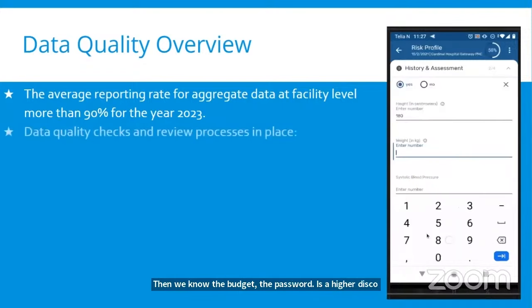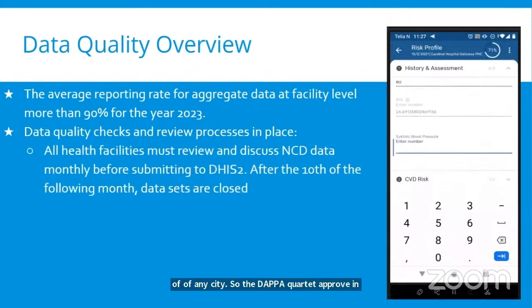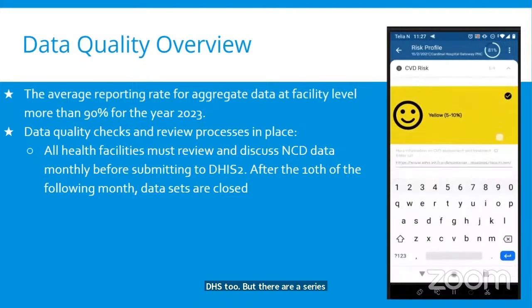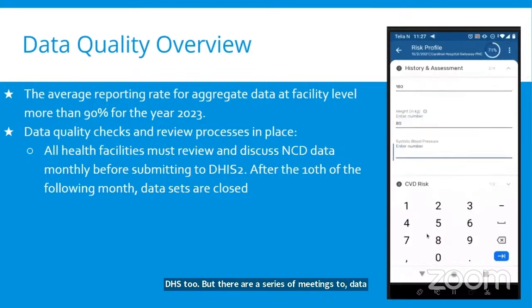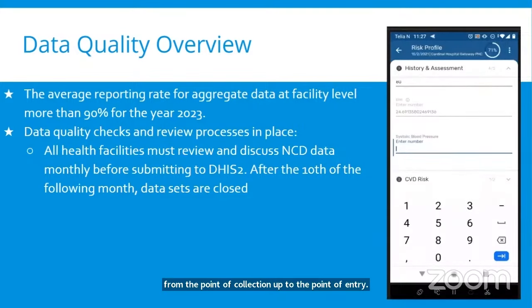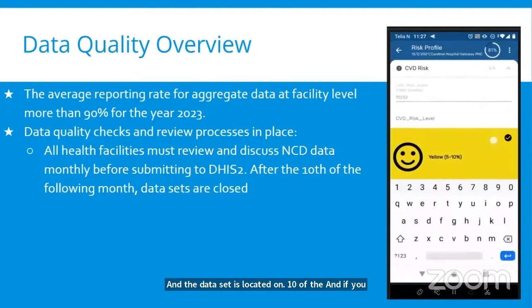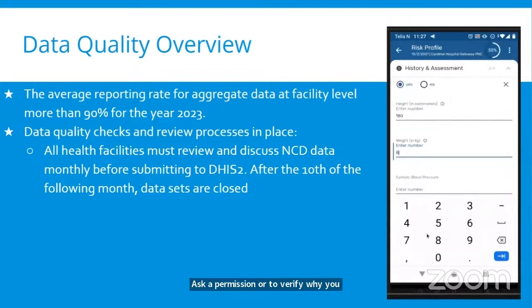So the data quality approval process involves the submission of monthly data in DHIS2, but there are a series of meetings to validate data from the point of collection up to the point of entry, and the data set is locked on the 10th of the following month, and if you need to change it, you need to ask permission or verify why you are going to change this data.